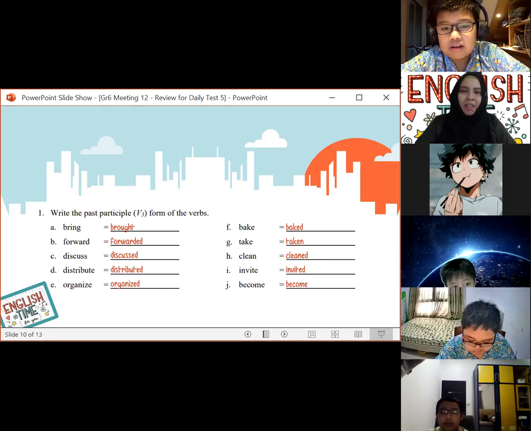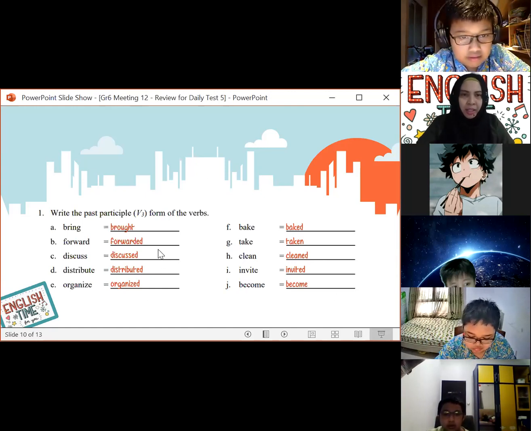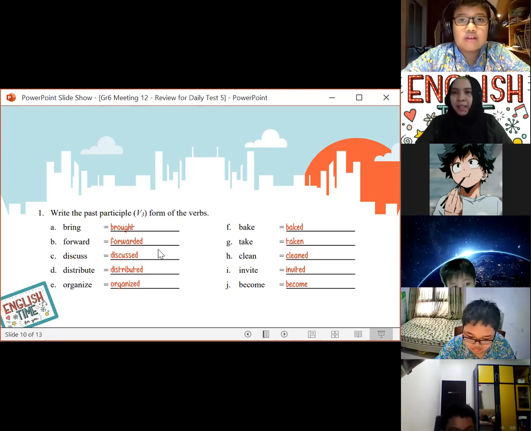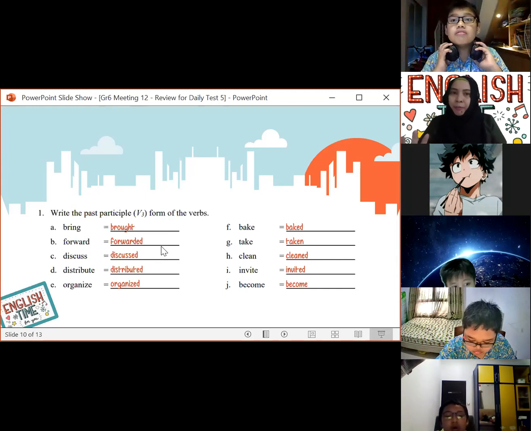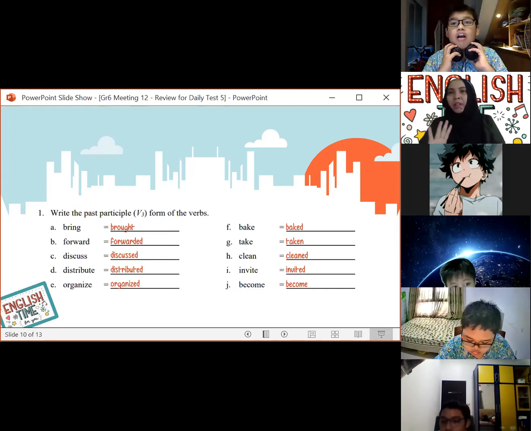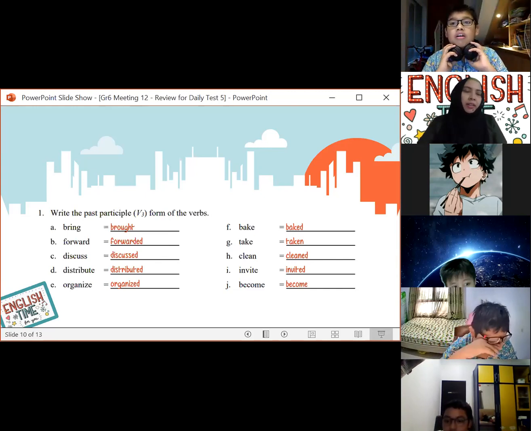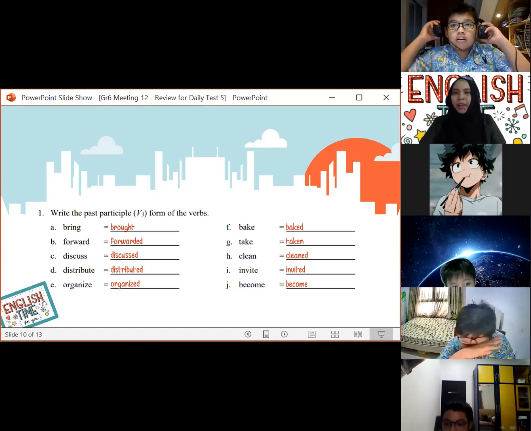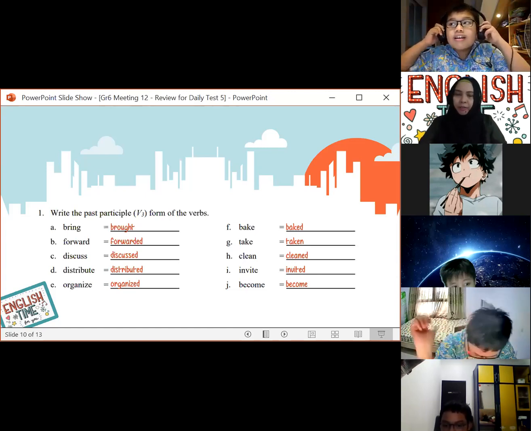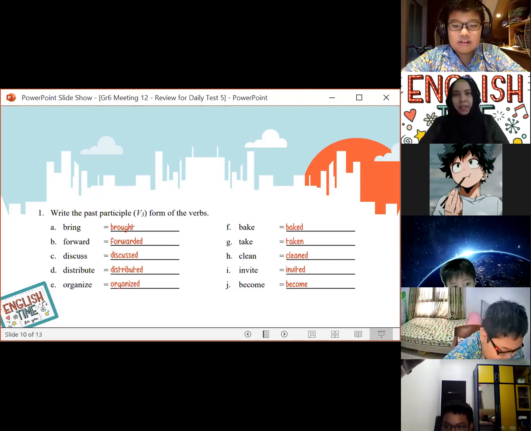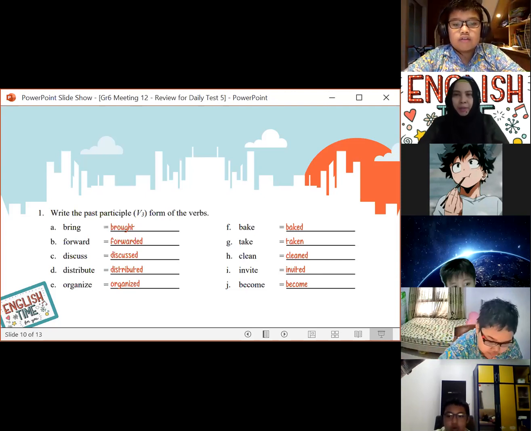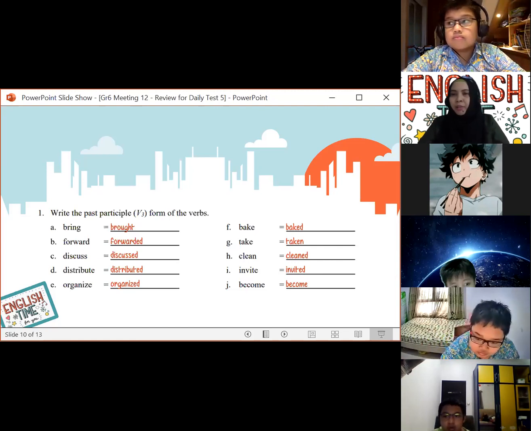Okay, look at these verbs, 6C. There are verbs that have ed at the end, right? It indicates that the verb is a regular verb. But there are also verbs that don't have ed at the end of the word. Why? Because they are irregular verbs. Where can you find the list of irregular verbs?